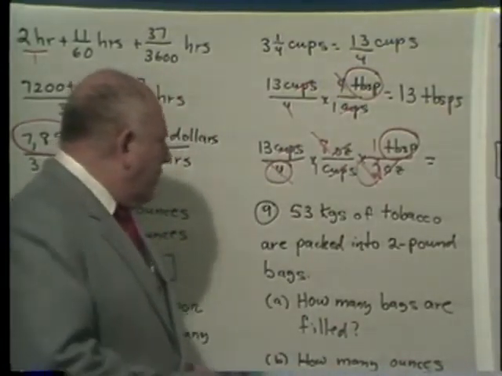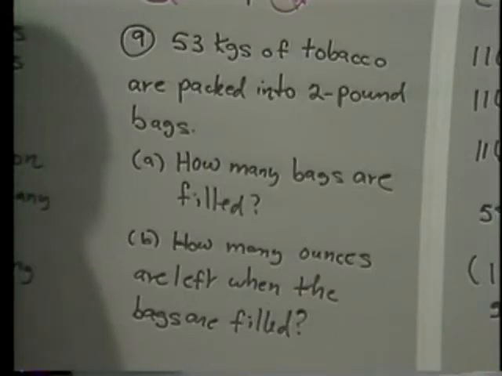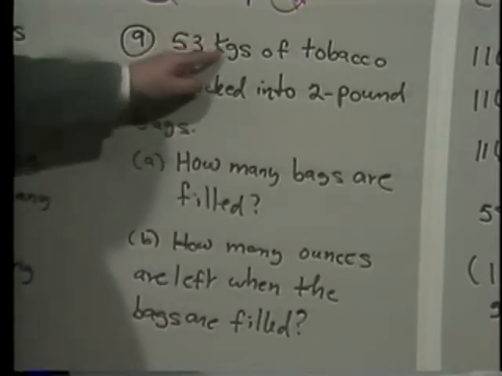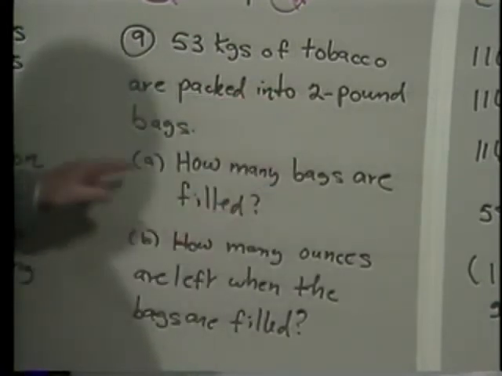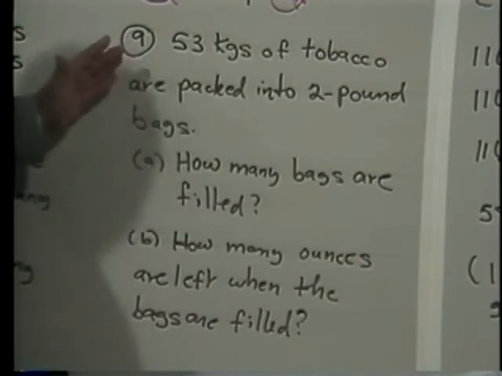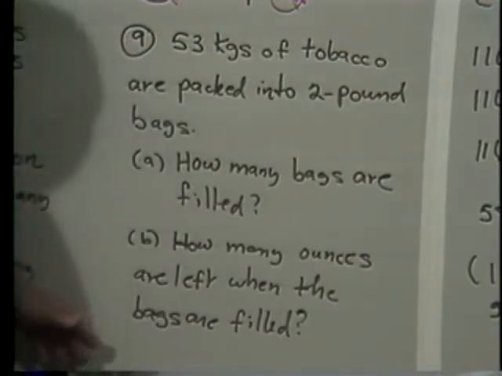Here's a problem for you. You have 53 kilograms of tobacco. That's a safe word to use. You have 53 kilos, and you're going to pack it into 2-pound bags. You see what's happened over here? A metric measurement, but an English container system. And the question says, how many bags are going to be filled when you filled up the bags, and how many ounces are going to be left over after the bags are filled?